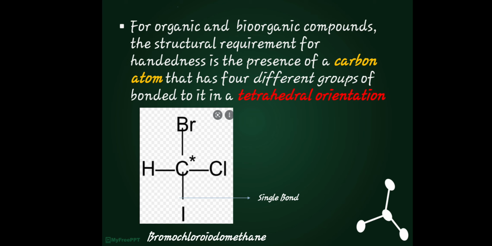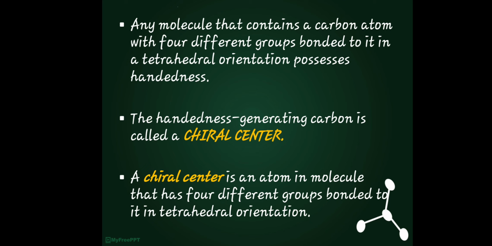Again, the requirement for handedness is the presence of a carbon atom that is connected to different groups in a tetrahedral orientation, the four elements bonded to the carbon, which are bromine, hydrogen, chlorine, and iodine. All four are bonded to the carbon by single bonds only. So by that, it shows handedness. Next slide. Any molecule that contains a carbon atom with 4 different groups bonded to it in a tetrahedral orientation possesses handedness.